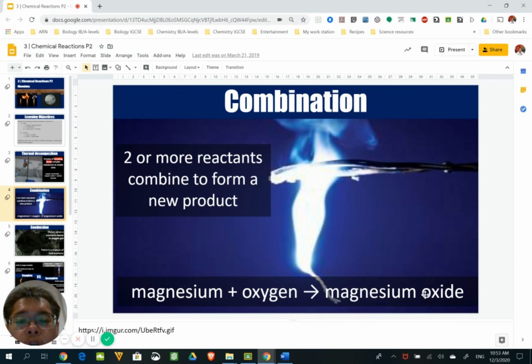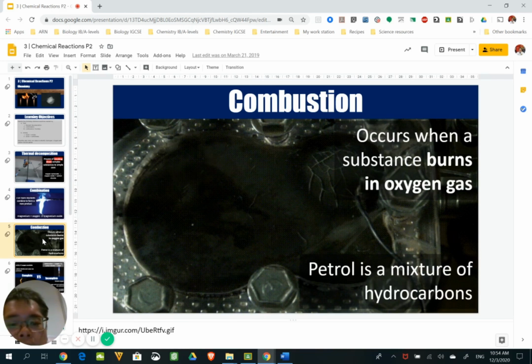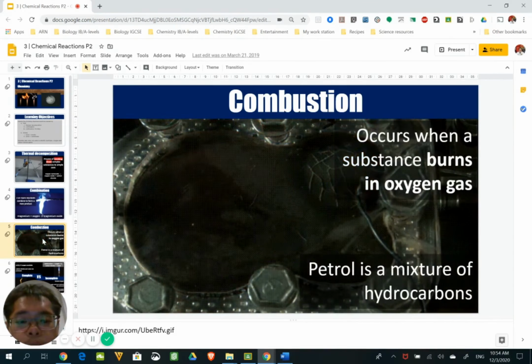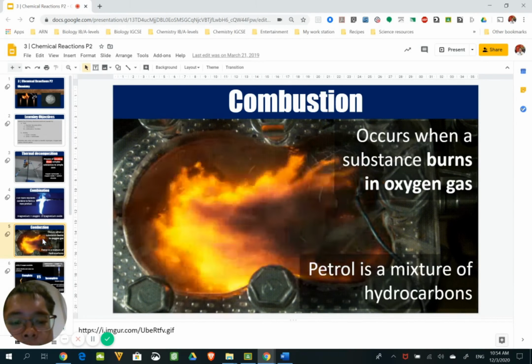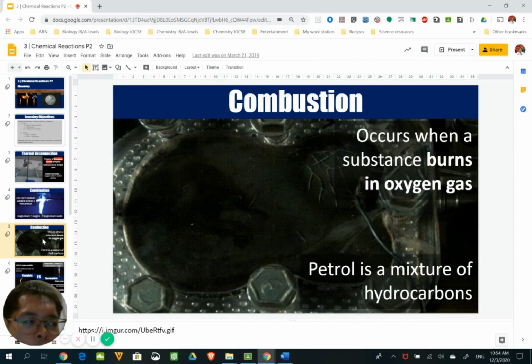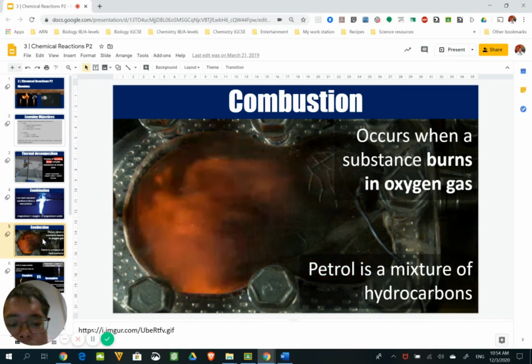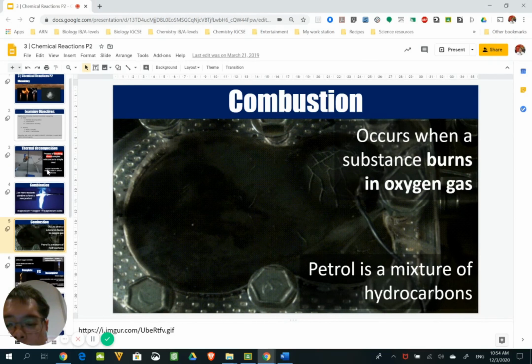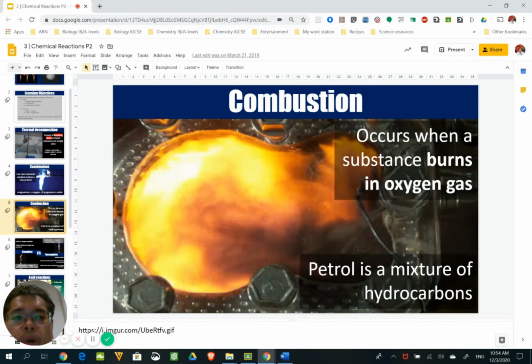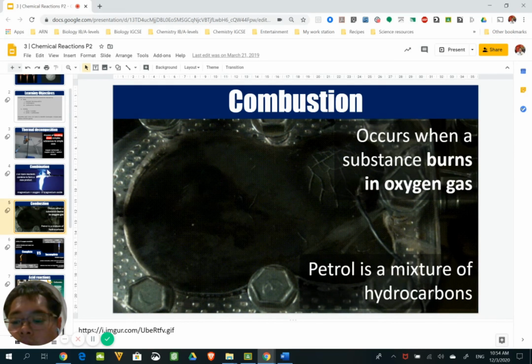All right. Now, combination here is basically 2 or more reactants combining to form a new product. So as you can see, magnesium and oxygen with the picture at the back here tells you that it has reacted with oxygen to produce a white powder called magnesium oxide. And we shall see that when we do our experiment, yeah? The third one is called combustion. It is when you burn a substance in oxygen gas, and one of the most popular substances is petrol. Okay, so basically for this we would actually look into combustion when we do the energy resources topic.